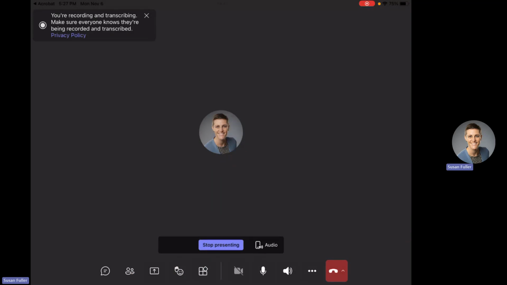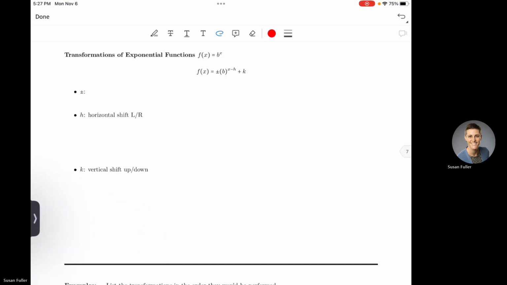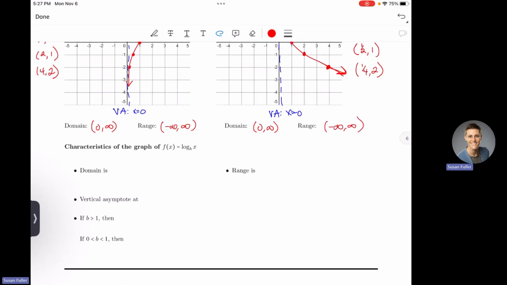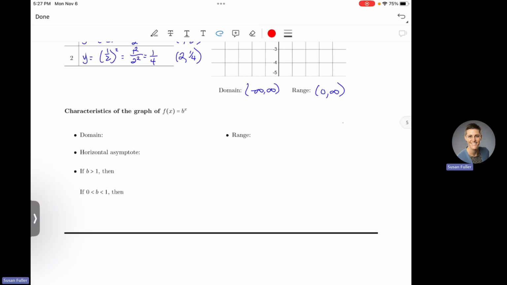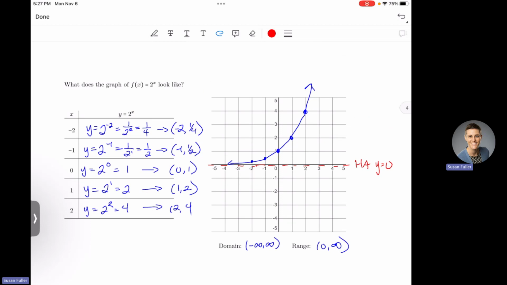Hello, everyone. I just wanted to make a video to help you with transforming exponential functions. We weren't able to get to the transformations in class, so I'm going to go through that with you now. So we were able to graph our basic exponential functions.